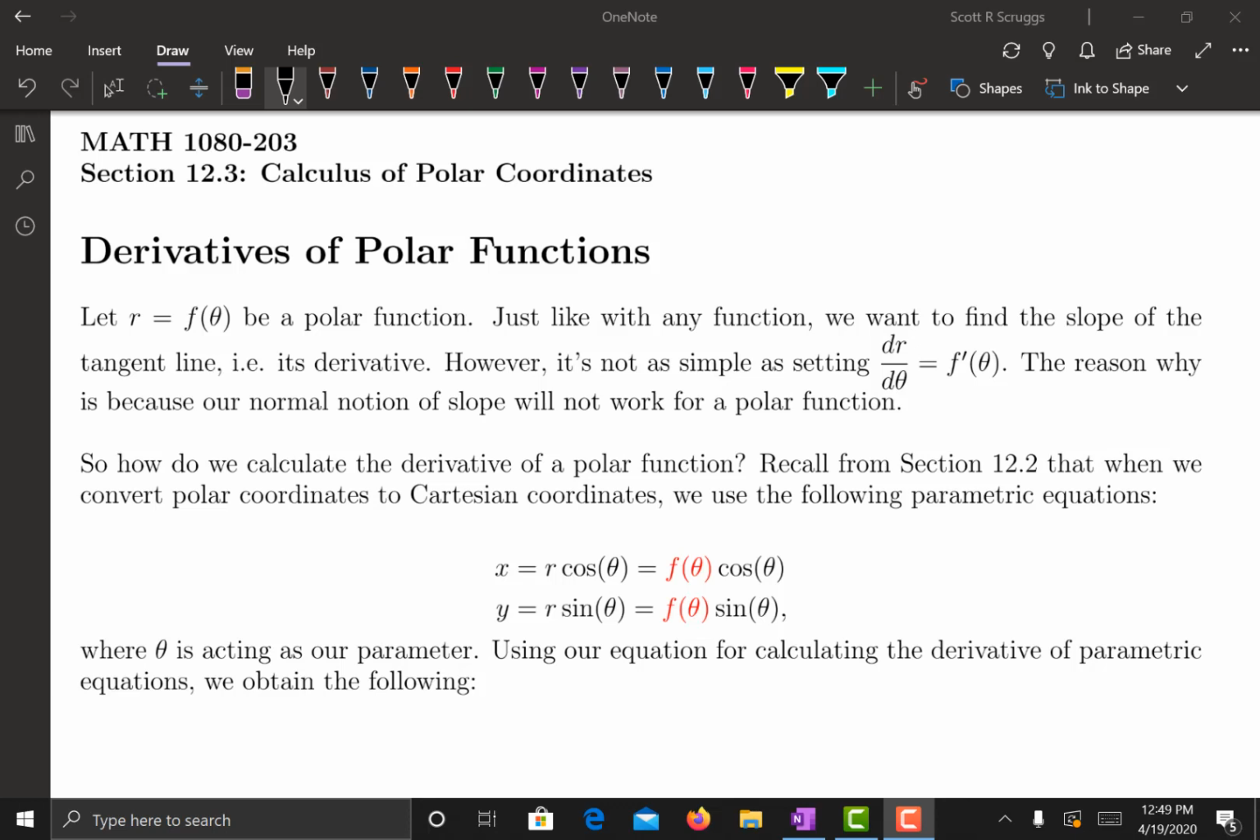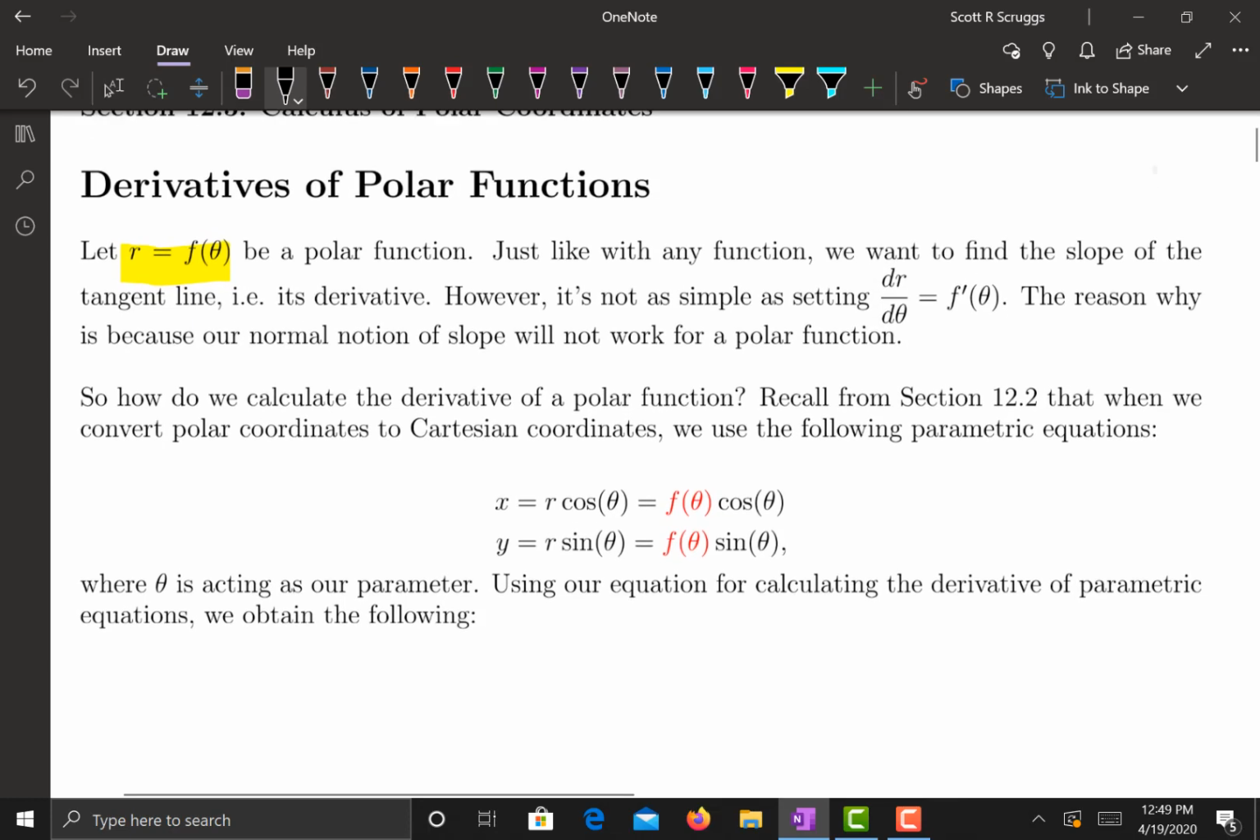Hello everyone. In this video, we get to talk about the very last topic of Math 1080, which is how do we do calculus on a polar coordinate. Throughout this section, we're going to work with the polar function that we defined back in section 12.2, where I define my radial coordinate as a function of the angular coordinate, the angle of my rotation. So the first thing we're going to do is talk about how we take derivatives.